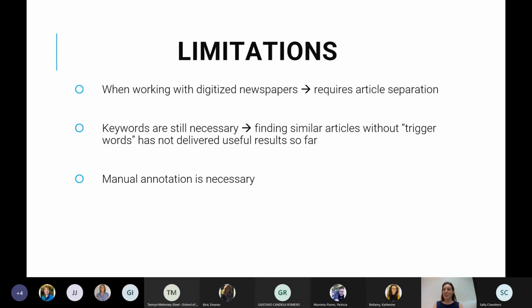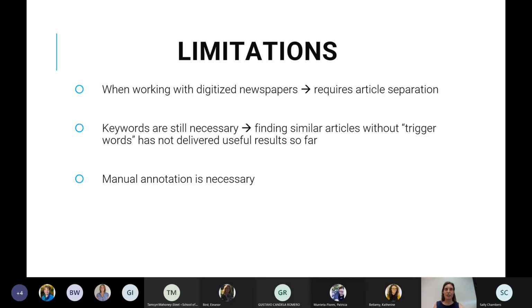And this is already almost the end of my presentation. Just some limitations. One important difficulty is that many libraries that have digitized newspapers don't have article separation yet. This makes it quite difficult to create corpora by using article separation. There are a few libraries, but it's not something that is standard yet. Which still makes it possible.